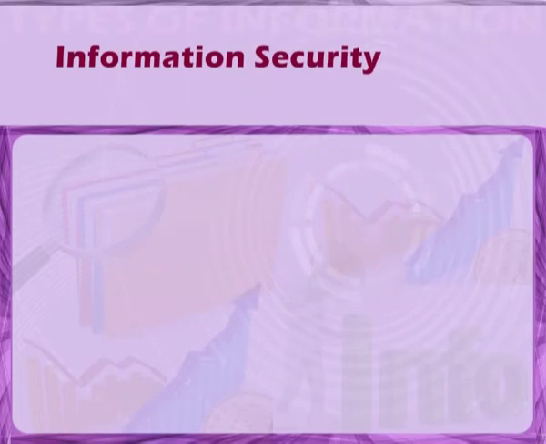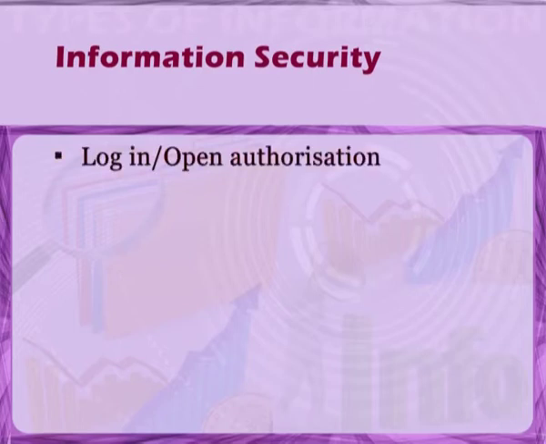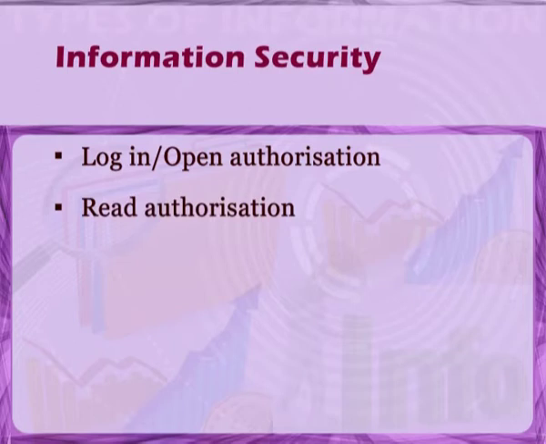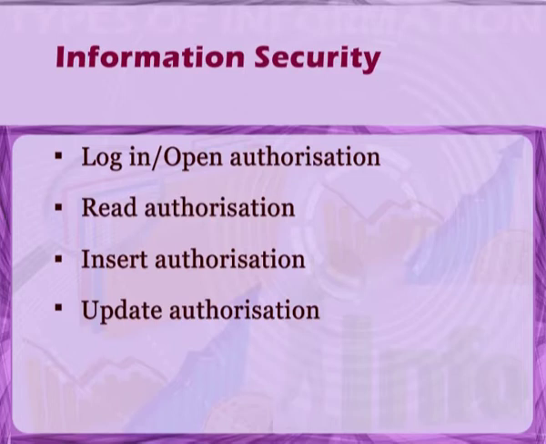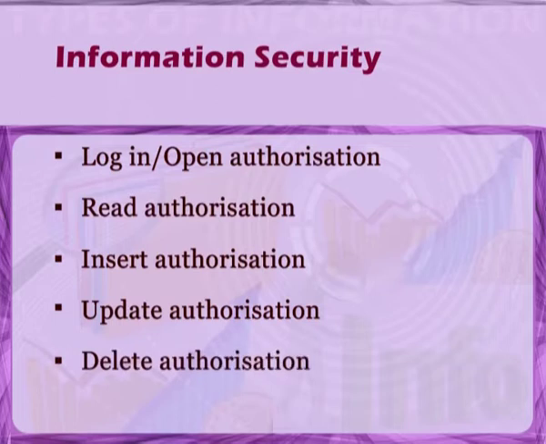Some of the practices that ensure information security are login or open authorization, access not allowed into the system at all, read authorization, it allows only reading and not any modifications, insert authorization, it allows only insertion and not any modifications, update authorization, it allows modifications only, not any deletions, delete authorization, allows deletion also. In this computerized and online environment, passwords and firewalls are helpful in securing information to some extent.